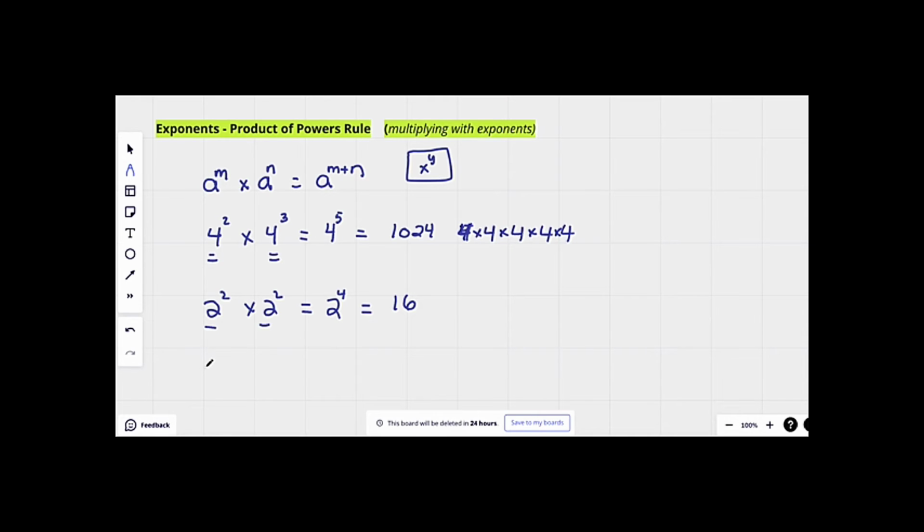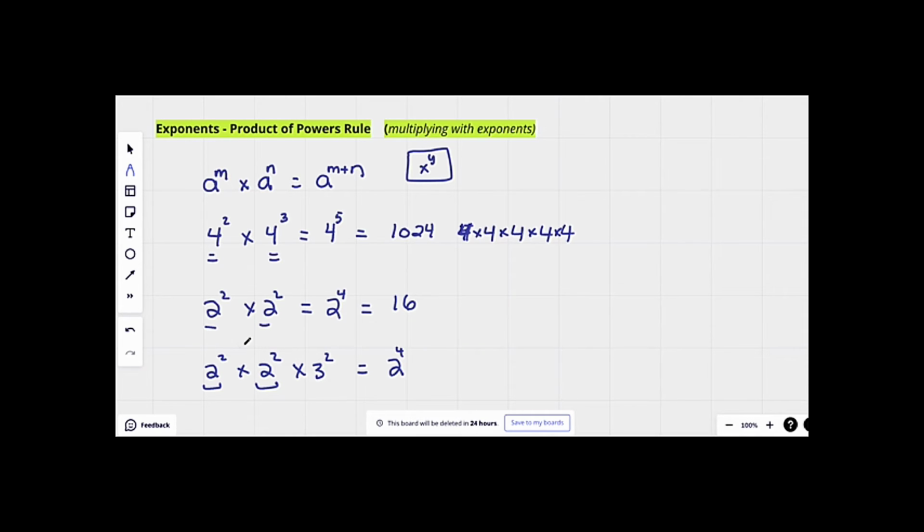So what if we have 2 to the power of 2 times 2 to the power of 2 times 3 to the power of 2. Okay, so the product of powers rule tells us that the base must be the same. So we know that these two have the same base, so that's going to be 2 to the power of 4. Why? Because when the bases are the same, we add the exponents.